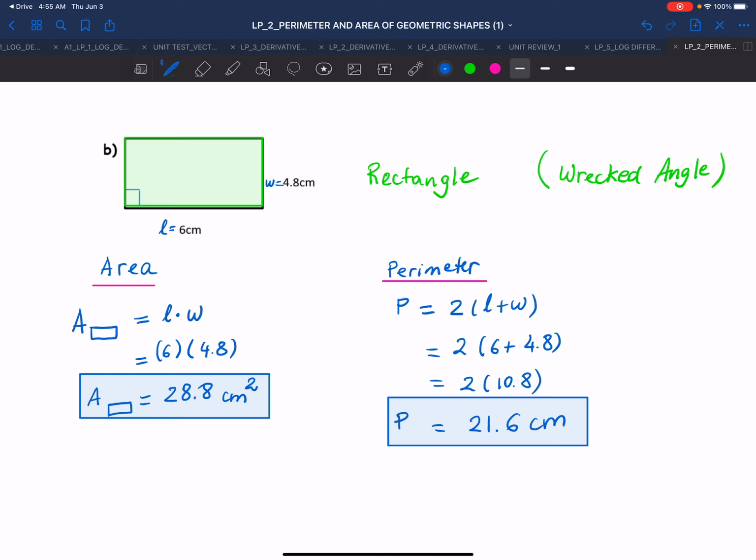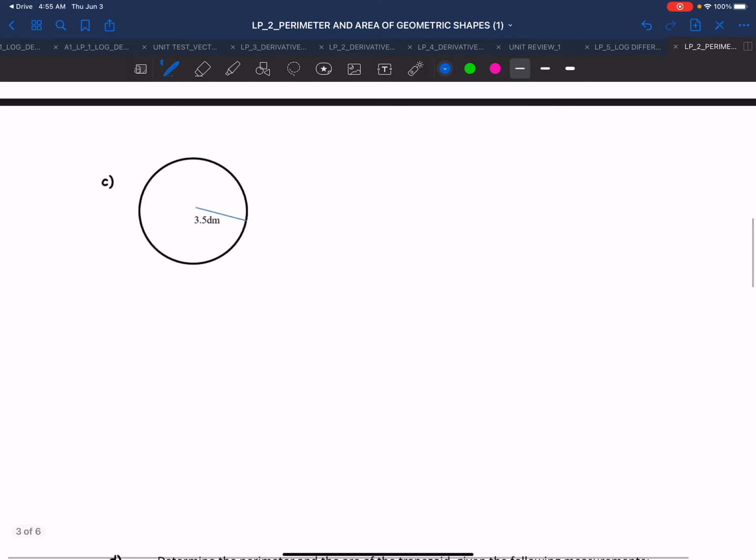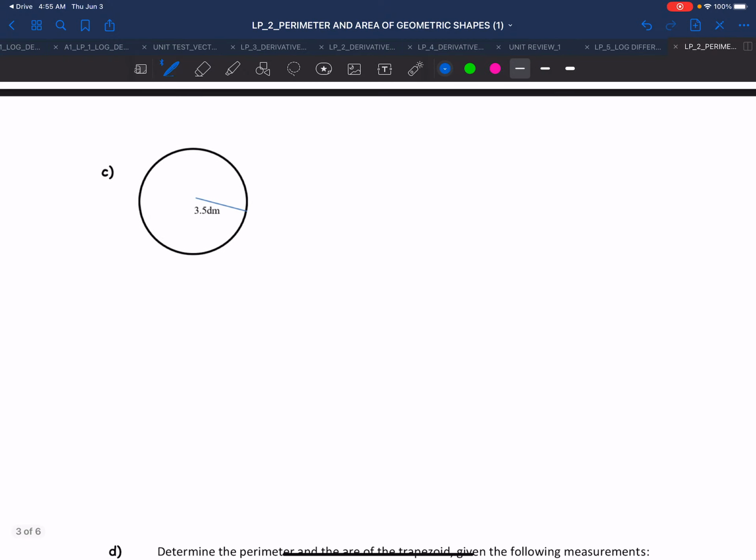Now moving on to the next shape, we have a circle. So we say that I'm going to try to actually color the area of it a little bit. So I'm going to find the area and the perimeter. Remember that both area and the perimeter of a circle have some special formulas.